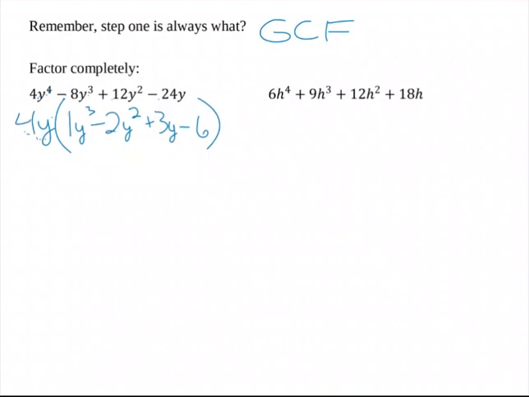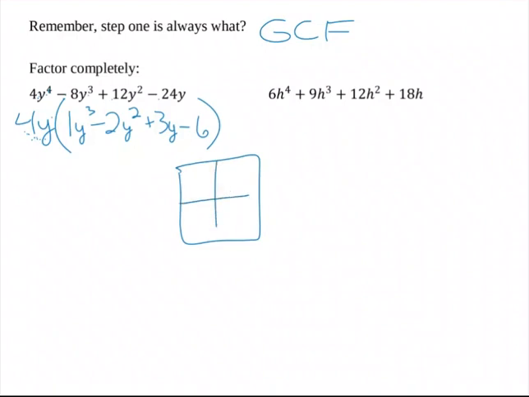Now, inside the parentheses, notice that there's 4 terms. So that means we're going to do what the book would say, factor by grouping. But we're outsmarting the book. We're going to use a box. So we still have this little GCF hanging out off to the side. We're going to let that go ahead and sit there for a little bit. And we're going to go ahead and use the box. So we set up our box.